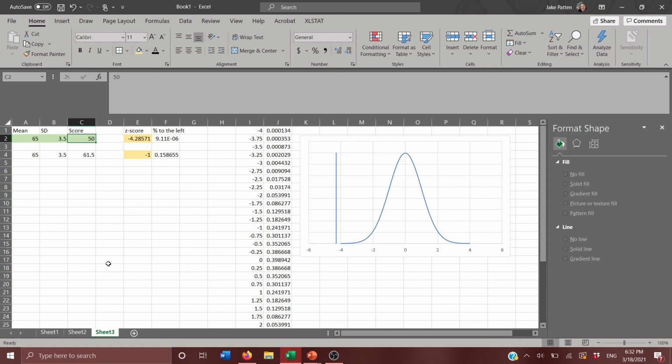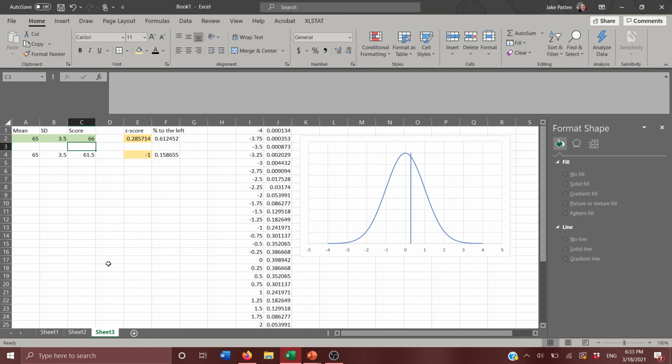So let's move it up to 55. Is that enough? Yeah, okay. So that shows us that it's right there. What if we had a score of 66? Well, that's pretty close, and it's right there. So this will move around and show you where on your graph this is.